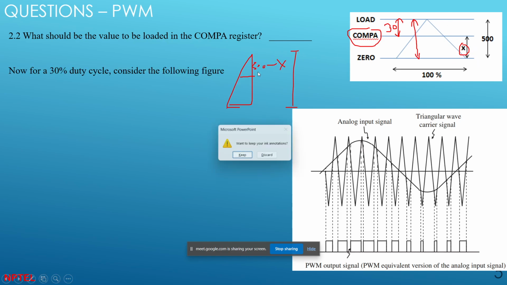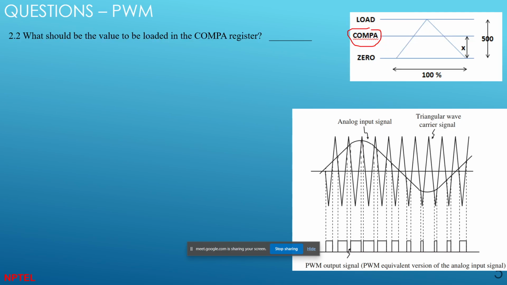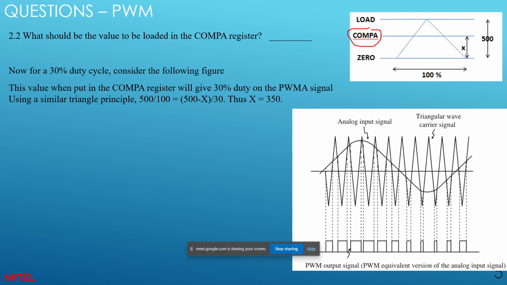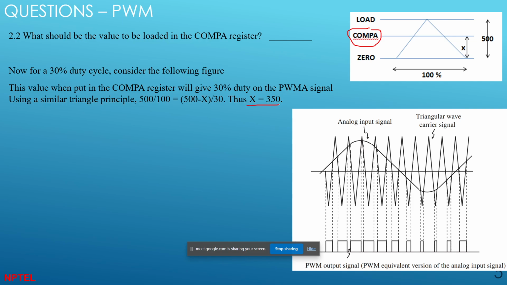So for 30%, this is how you get it: 500 by 100, 500 minus x by 30. It's easy, right? There is nothing more. So x will be 350. When you put x equal to 350, two types of pulses will appear here. So this will be the high pulse. Then similarly it goes for other pulses like that.